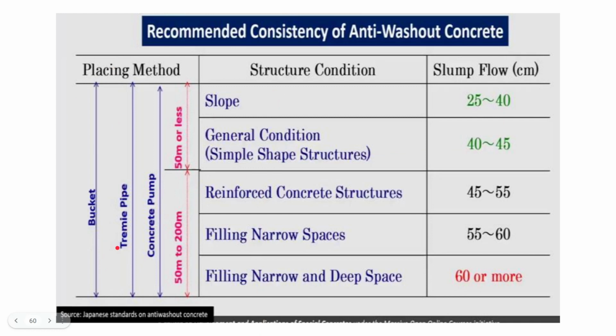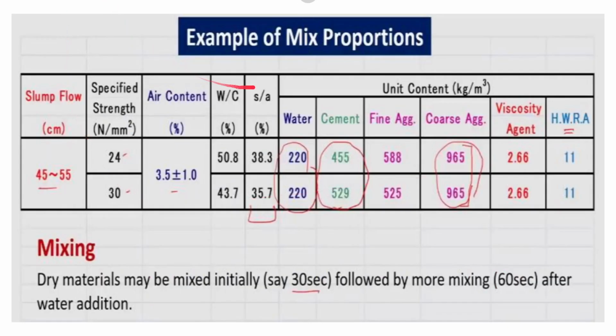As you can see, bucket, tremie pipe and concrete pump can all be used in every structure condition. But the slope and general condition can be used for underwater depth of 50 meters or less. And reinforced concrete structure, filling narrow space, filling narrow and deep space conditions can be used for 50 to 200 meters of water depth. For all these conditions, the slump flow values are mentioned. Here is an example of mixed proportions. They have been designed according to the needs.